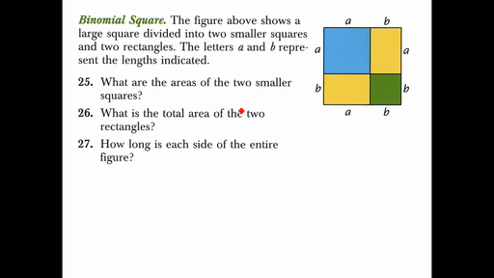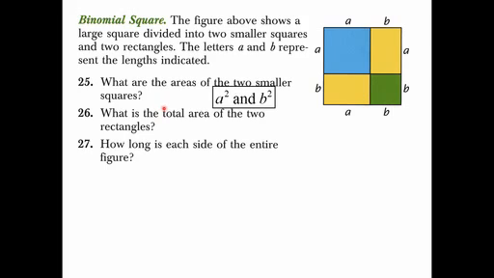Moving on. Geometry to solve an algebra issue. So if you look, we've got the given. It tells us we have one large square divided into two smaller squares and two rectangles. It looks like the rectangles must be the same size. They're A long and B wide. So some questions. What are the areas of the two smaller squares? Well, they're squares, so you know how to find the area.